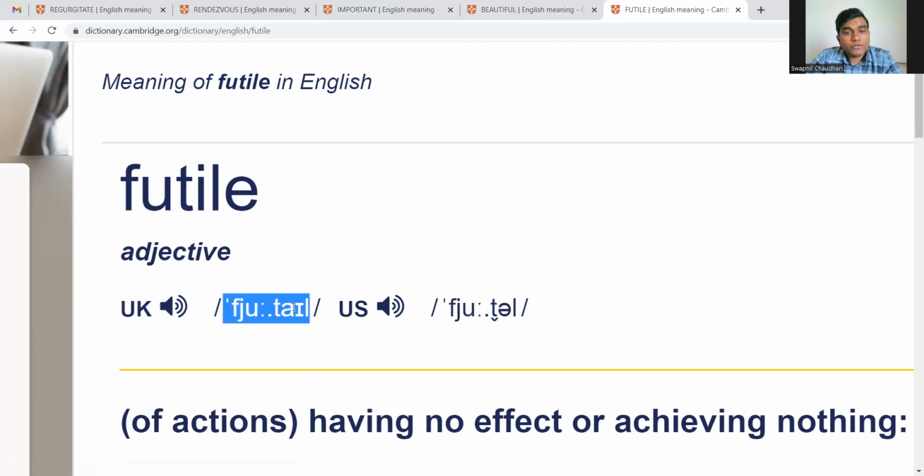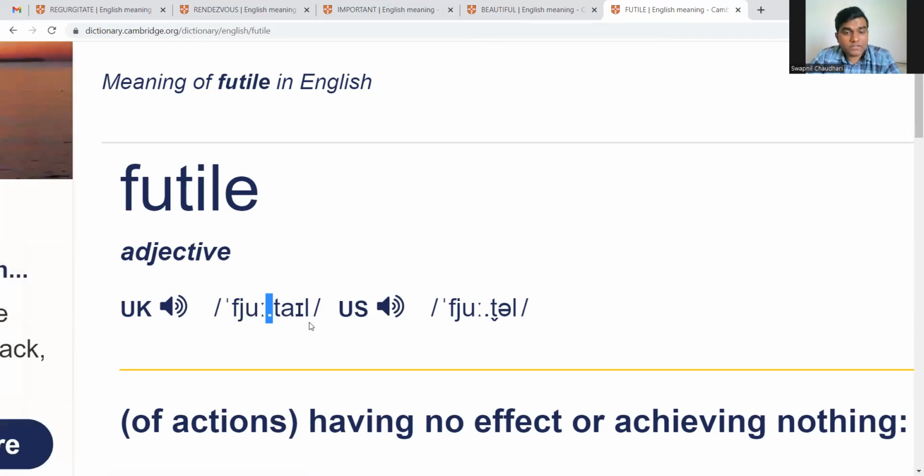So it is futile, futile, right? Futile, right? So if you just listen to it, futile. Futile, futile, okay? And it is breaking down in only one part. So there are only two parts in this pronunciation. Futile, okay, people? So I was in a situation where I pronounced this word as fertile, okay?